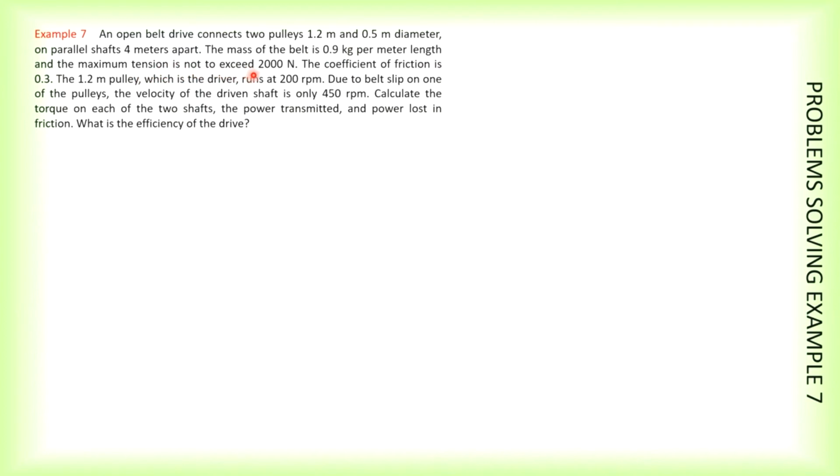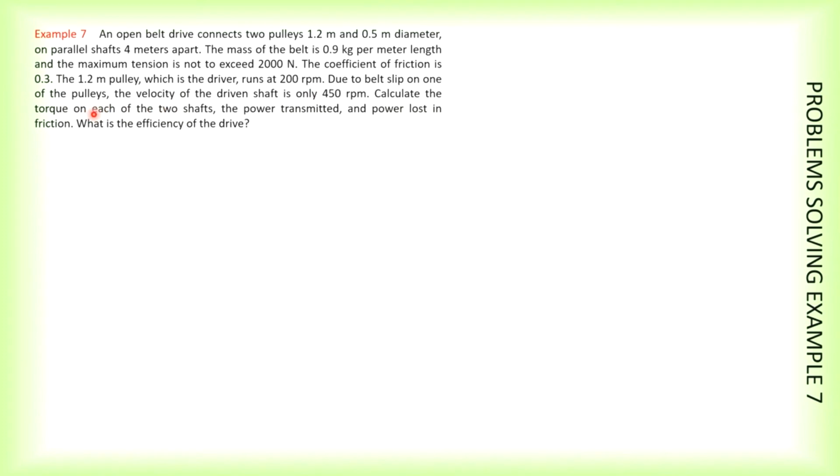So this is T1, 2000 Newton. So the coefficient of friction is 0.3. The 1.2 meter pulley, which is the driver, remember 1.2 meter pulley is the driver, runs at 200 RPM. So due to belt slip on one of the pulleys, the velocity of the driven shaft is only 450 RPM. So this is 200, larger pulley, 400, larger speed, so smaller pulley.